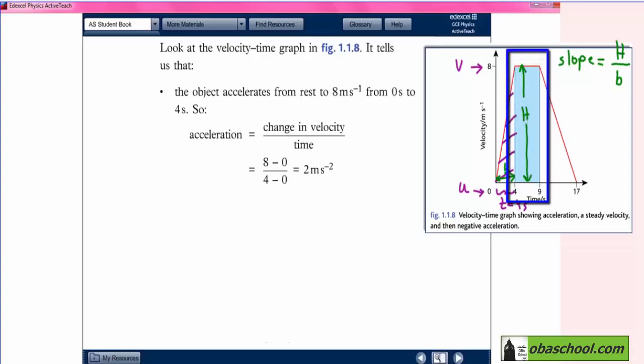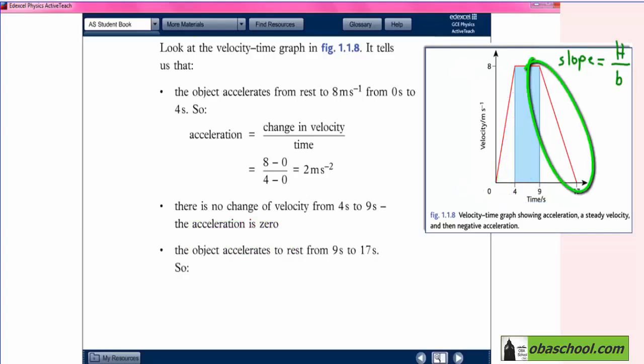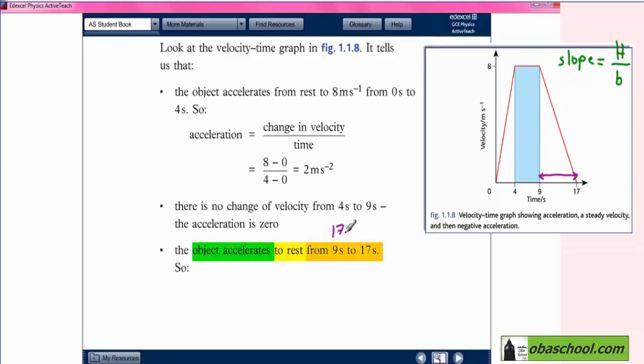Now let's start with the second part. We notice here that there is no change of velocity. That's why we can say that the acceleration is 0. And the third part, the object accelerates to rest from 9 seconds to 17 seconds. So time is equal to 17 minus 9, which is equal to 8 seconds.